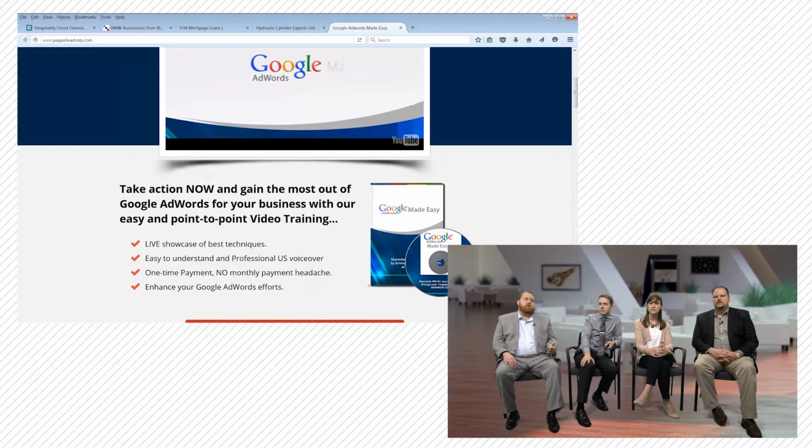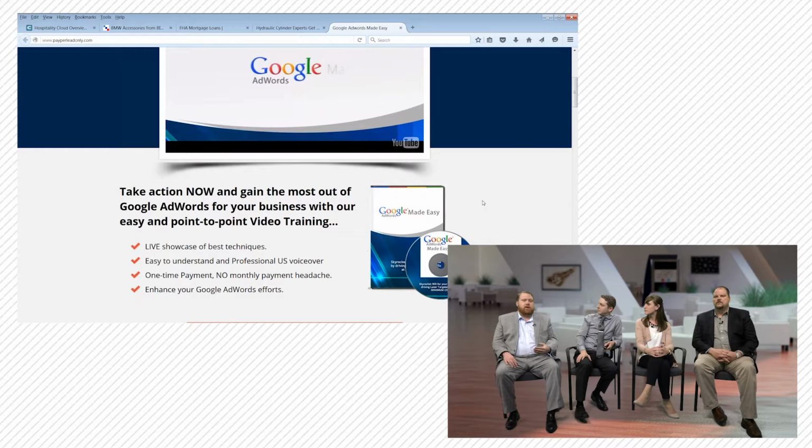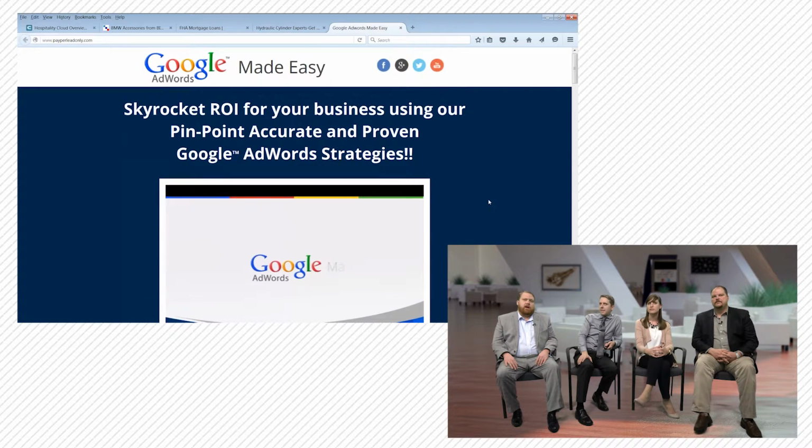It even goes back to the URL, pay per lead only. When I first saw the URL, I thought, oh, this is a company that's going to only charge me if they get me leads. They're not going to charge me for other things. So I would connect the value proposition back to the people who actually want to buy such a product and empower them to want to do such a thing.